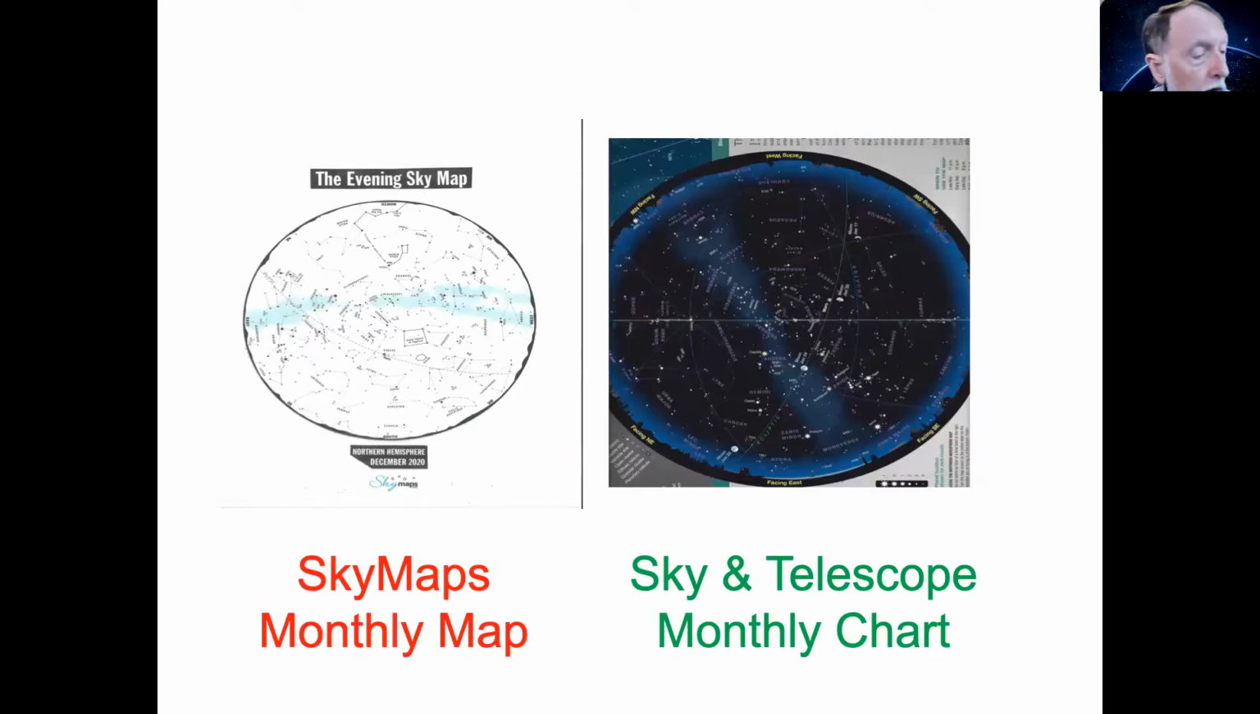Some monthly charts, such as sky maps, which is the chart on the left, you can download for free from the internet. And as you can see, it has a white background with dark dots representing the stars and the other objects that are out on a monthly basis. You can get a more sophisticated version that is a fold-out in various astronomical magazines, such as the one from Sky and Telescope on the right. It has a dark background with white images, and you can see that it has more detail than the Sky Maps monthly map.